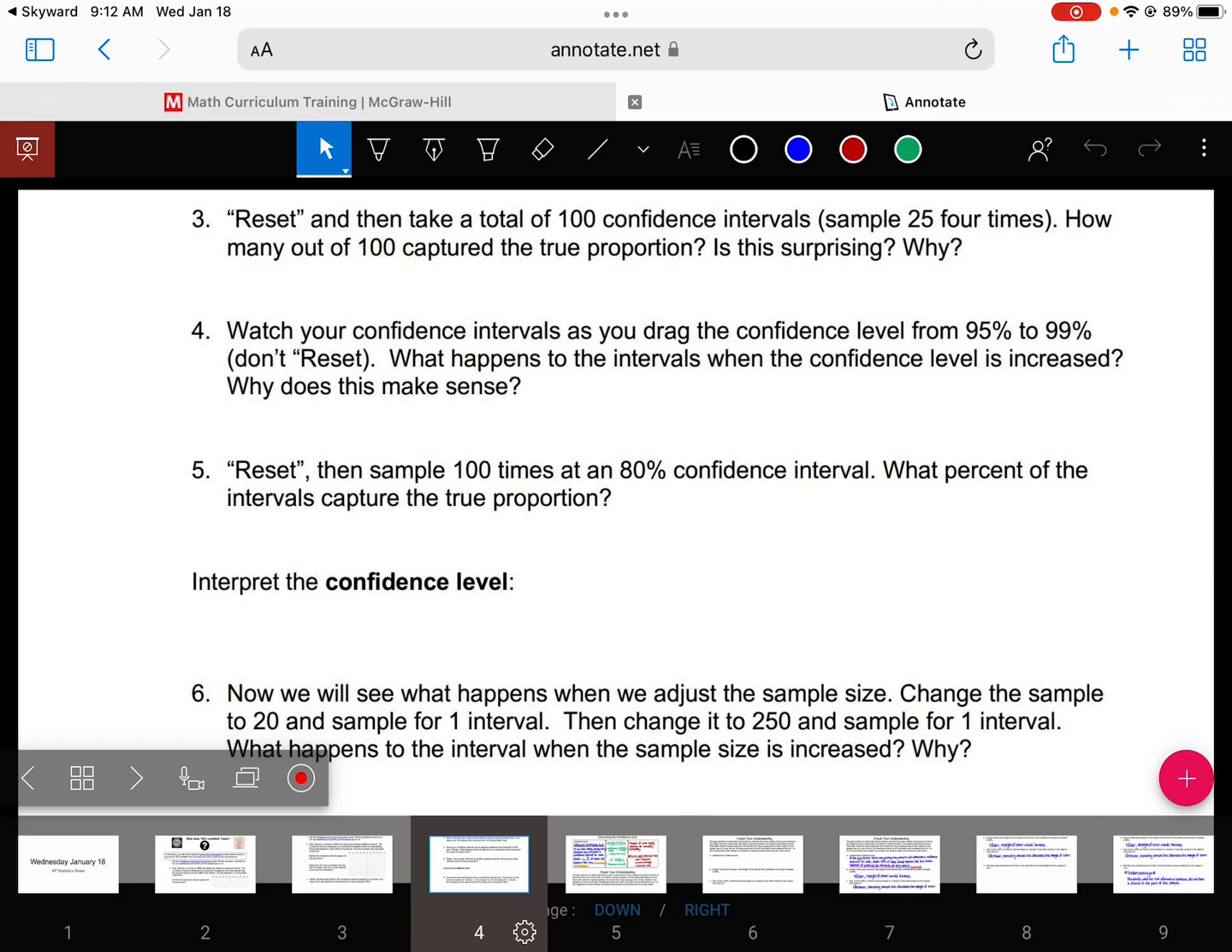Watch your confidence intervals as you drag the confidence level from 95 to 99%. We're not hitting reset. What did we say happened to the confidence interval when we went from 95 to 99? Yes, my confidence intervals got wider. More of them are capturing the true proportion. If I want to be more confident, I need a wider confidence interval.